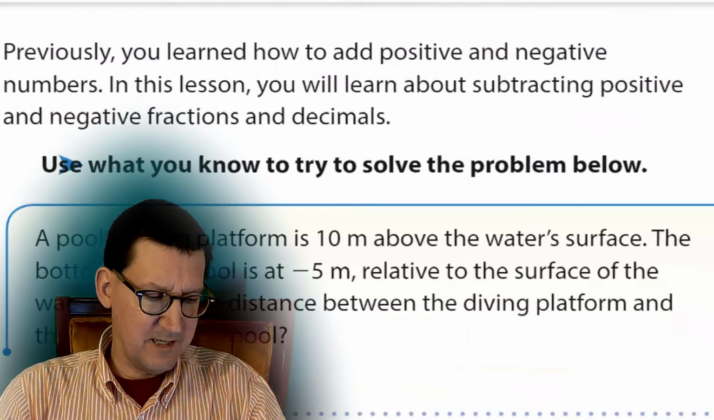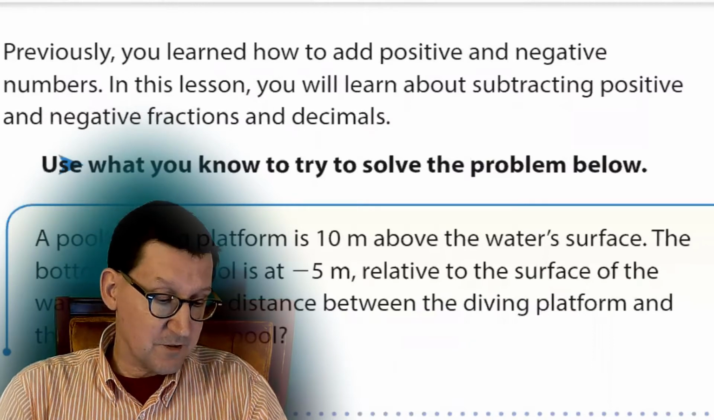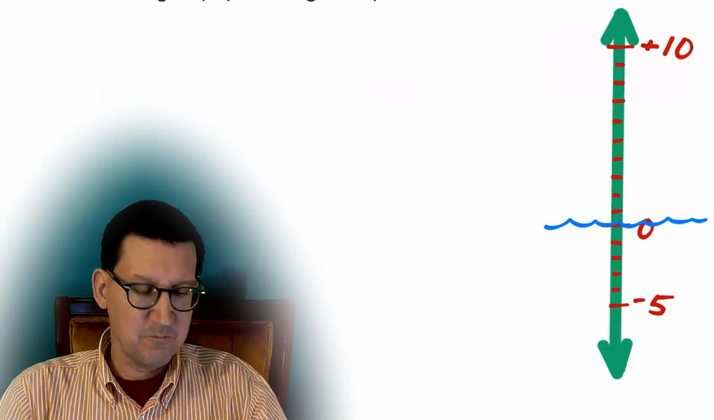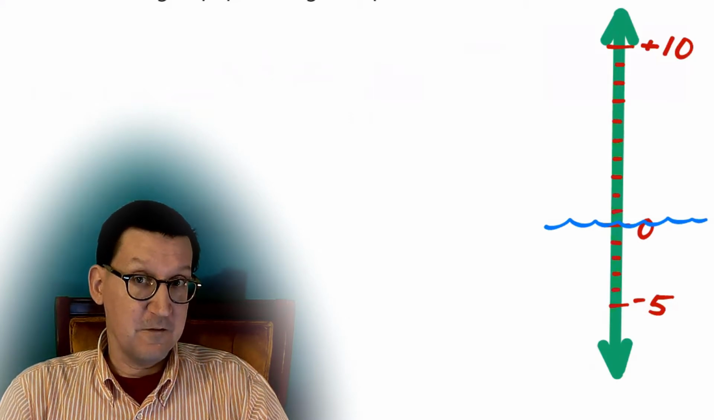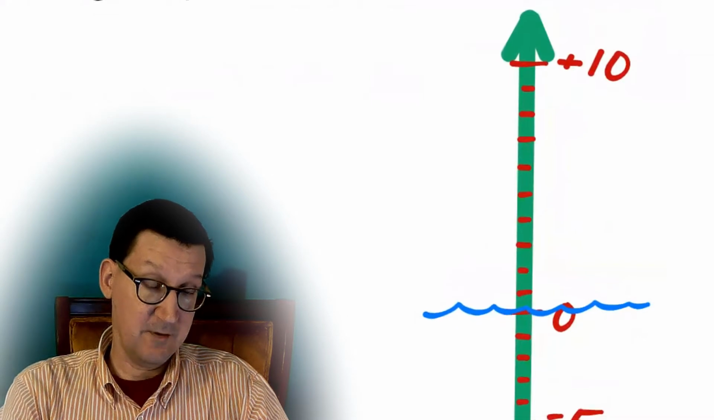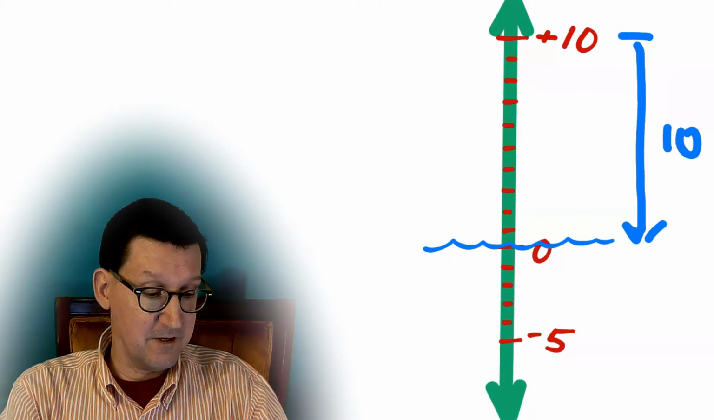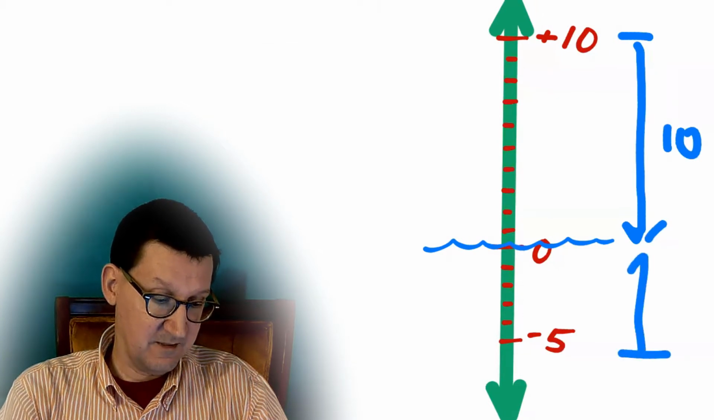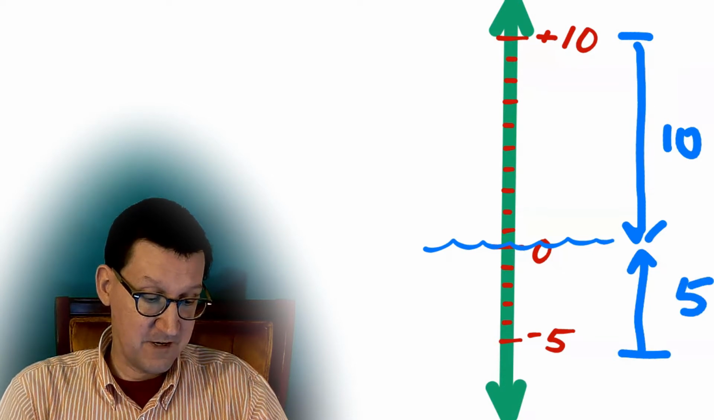So let's take a look. What are we dealing with here? Well, one way we can solve this is with a number line, right? So let's pop a number line up here and see what it looks like. So here we have a number line. 0 represents the surface of the water. Negative 5 represents the bottom of the pool. And 10 represents the top of the diving board, right? Well, an easy way to find this is to take the distance from positive 10 down to 0, which is 10, and the distance from negative 5 up to 0, which is 5, right?